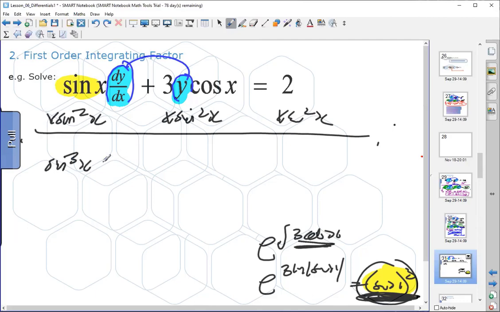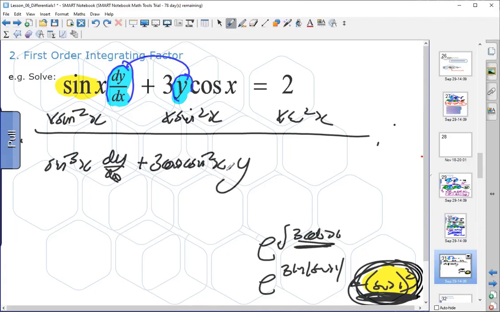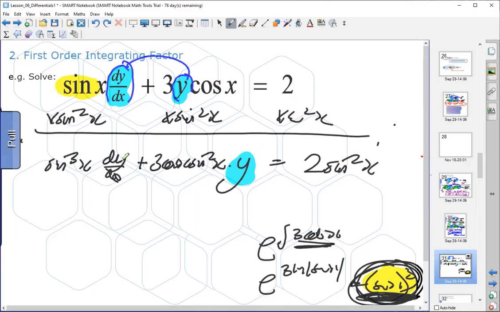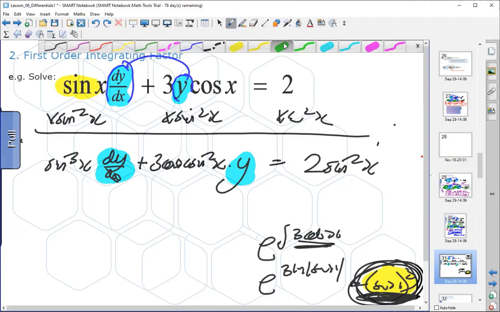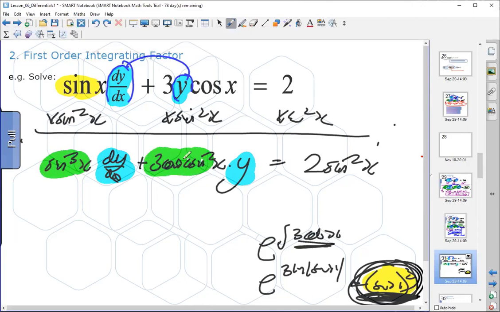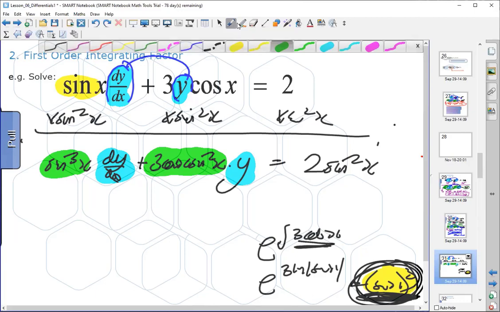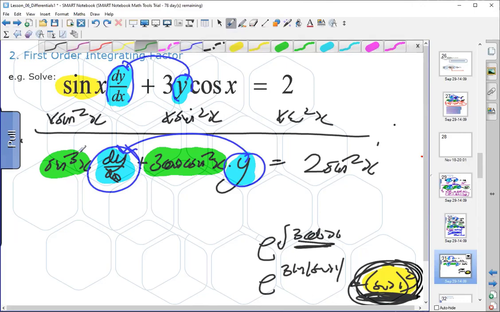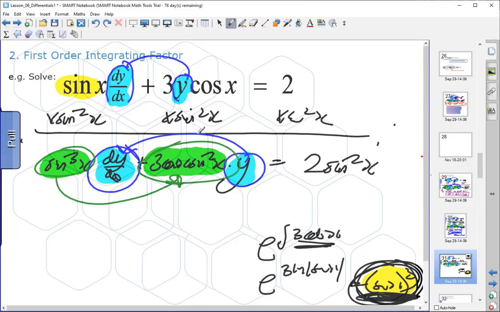Sine cubed x dy by dx. That's what this is trying to tell you. You must have sine cubed x at the front. And I've got it. Plus 3 cos x sine squared x times y equals 2 sine squared x. Let's match up the y with the dy by dx, which matches up. Let's match up the sine cubed x with the 3 cos x sine squared x, which is correct. That's the differential of sine cubed x. So that matches with that. And the sine cubed x differentiates to give you 3 cos x sine squared x.